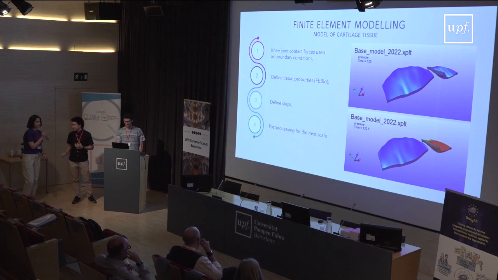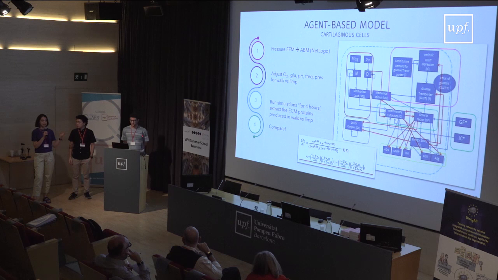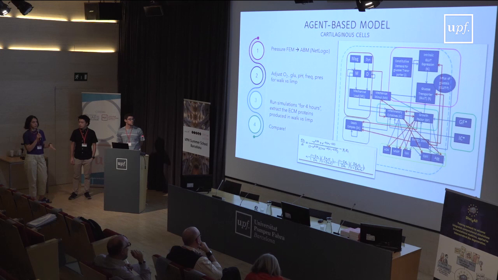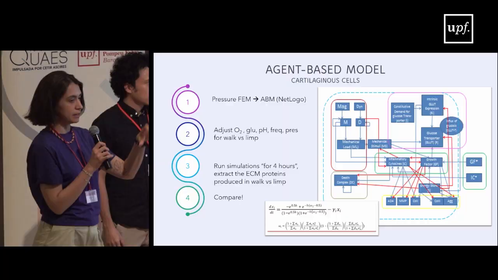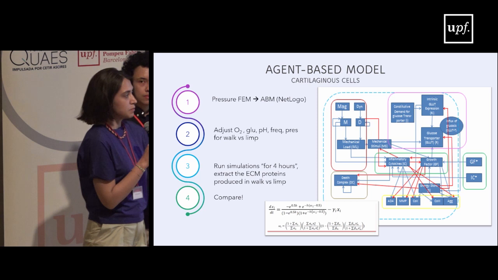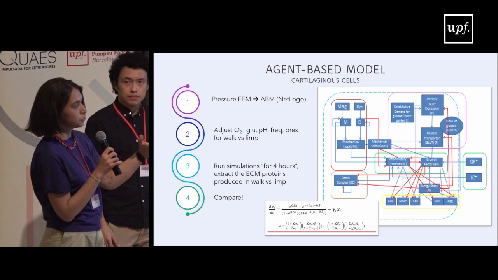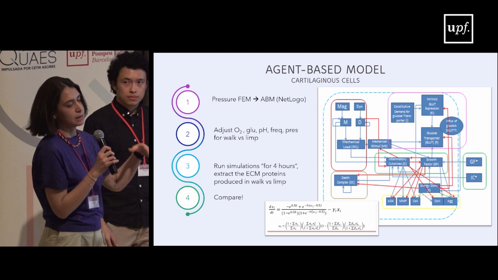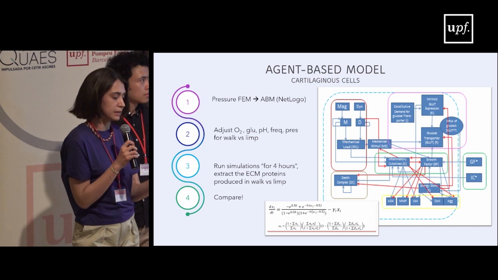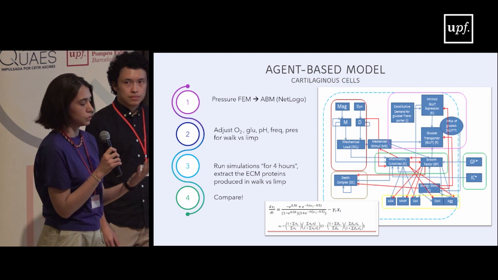Okay, so the final scale that we looked at is actually the molecular scale, and we use an agent-based model here to describe the cartilage cell population and what's happening inside those cells. So these cells can be fed the pressure that they sense from the cartilage, and they also produce things as a response to what's happening around them. So they produce more ECM proteins or also enzymes that can degrade the ECM. So we looked at the effect of normal walking versus limping and the force that is sensed by these cells, and what's happening in these two conditions after we simulate the agent-based model.